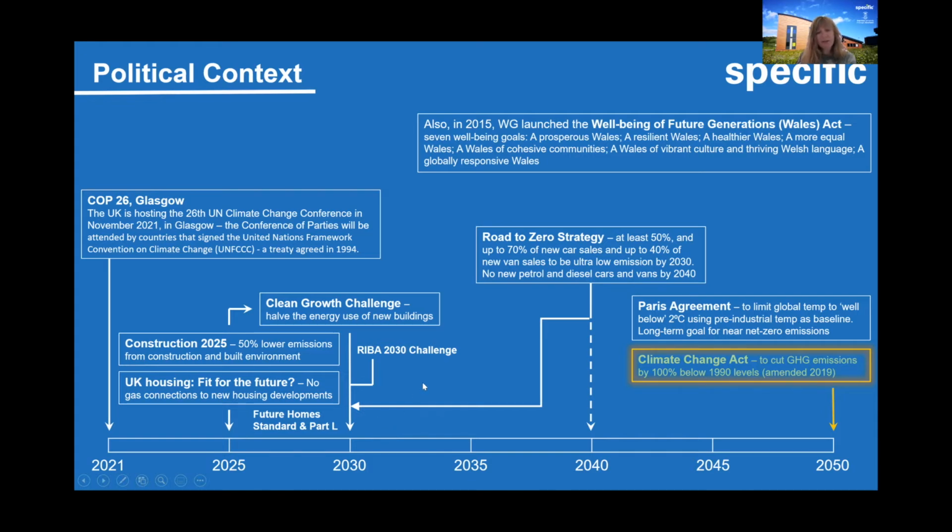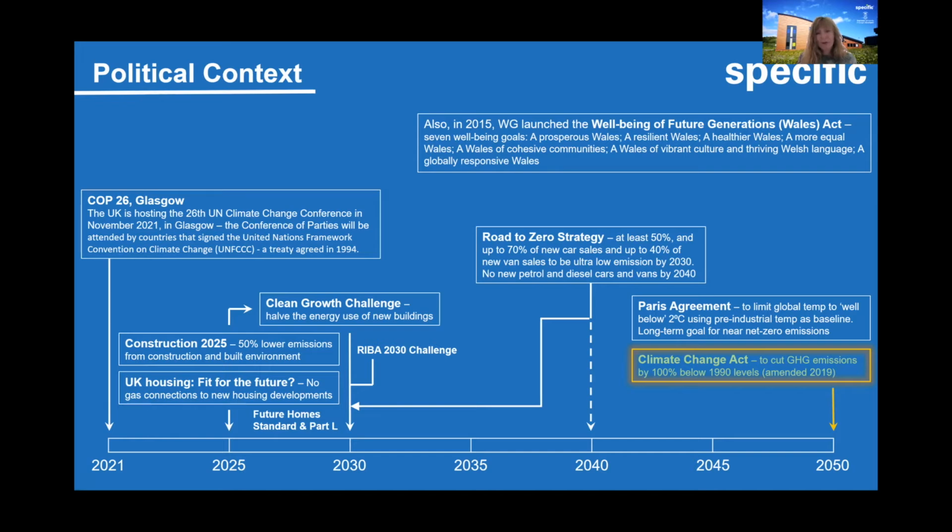And as we strive to decarbonise heat in buildings, which is one of the biggest challenges we face, no new gas boilers will be permitted in housing after 2025. This is to ensure that we meet the Climate Change Act goals, which were amended in 2019 to cut greenhouse gas emissions by 100% below 1990 levels by 2050.